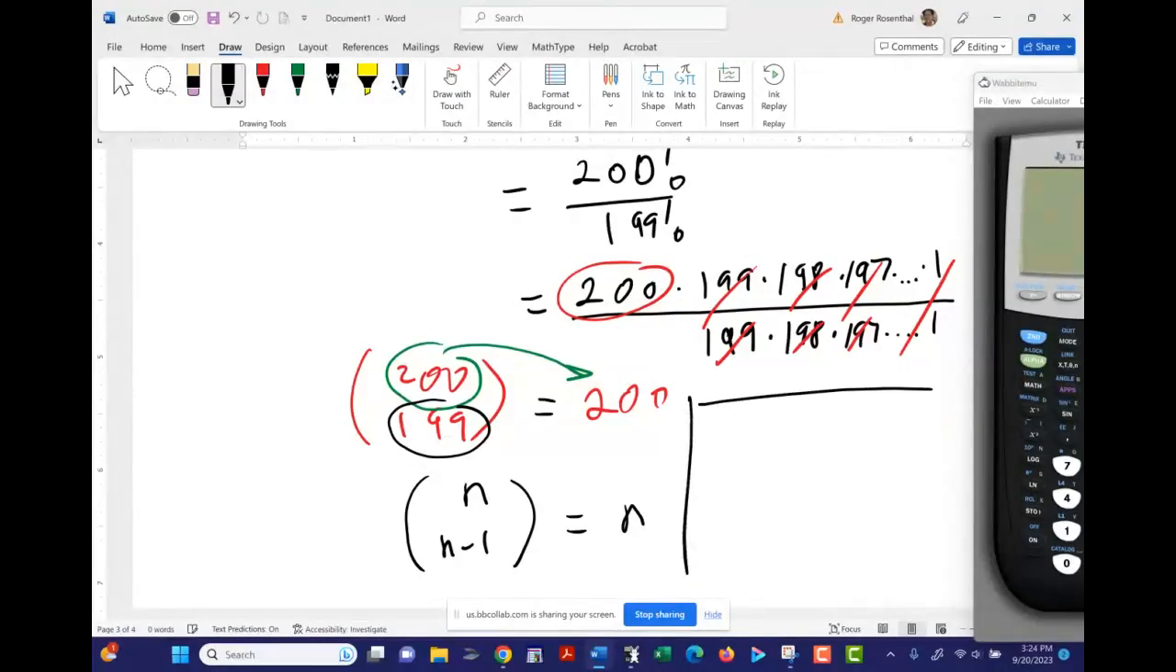As an example, if I ask you what is 1,897 over 1,896, reading that more correctly, you would say 1,897 choose 1,896. The answer would be 1,897. That's how that works.